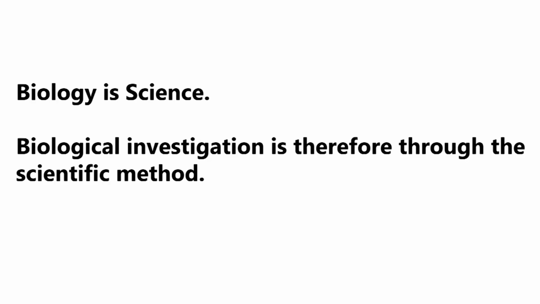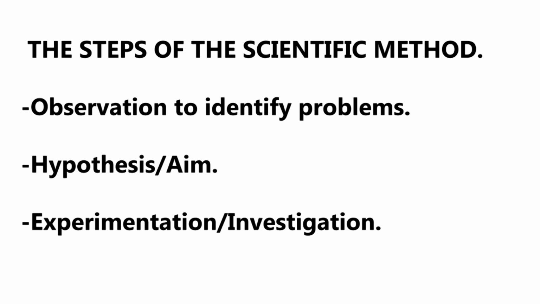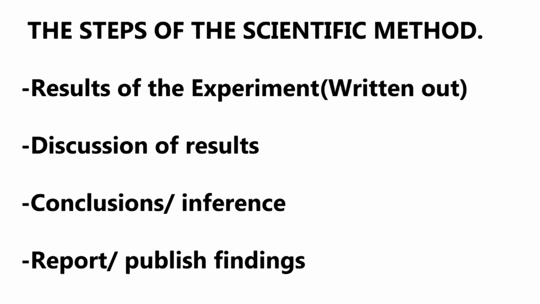Good. Biology as a science also uses the scientific method. So therefore, let us look at the steps of the scientific method. First, observation to identify problems. 2, hypothesis or aim. 3, experimentation or investigation. Then 4, results of experiments. 5, discussion of results. Then we have 6, conclusions or inference. And then we have reporting. That's report or publish the findings. These are the various steps of the scientific method.